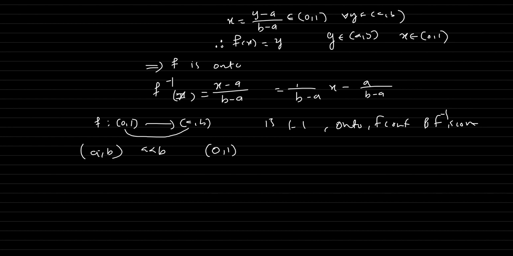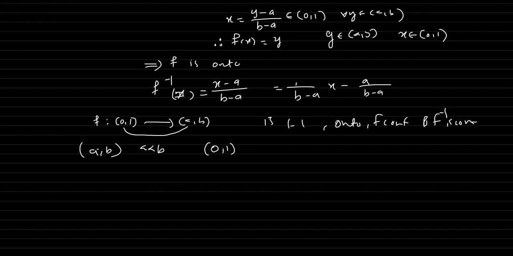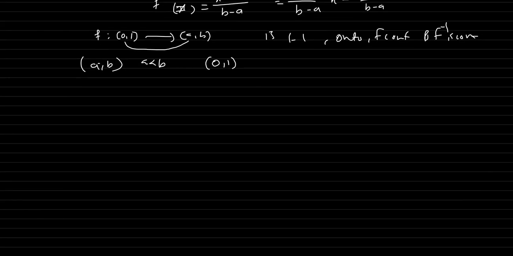And from this we can say one more thing. Here any open interval (a, b) is homeomorphic to the open interval (0, 1). And the open interval (0, 1) is homeomorphic to the real number system. So we can say that any open interval (a, b) is homeomorphic to the real line, the whole real line, for any open interval (a, b) with a less than b.